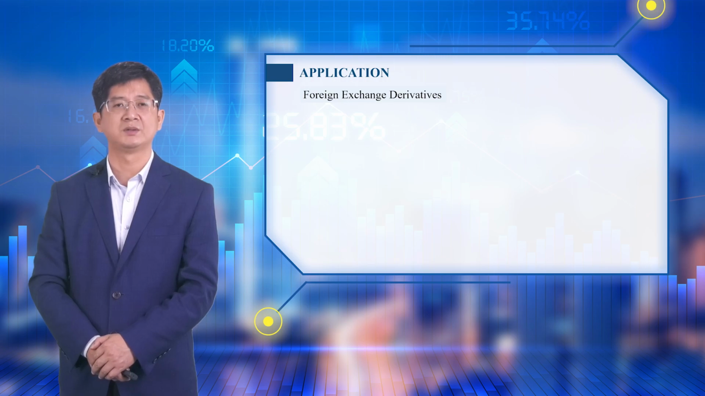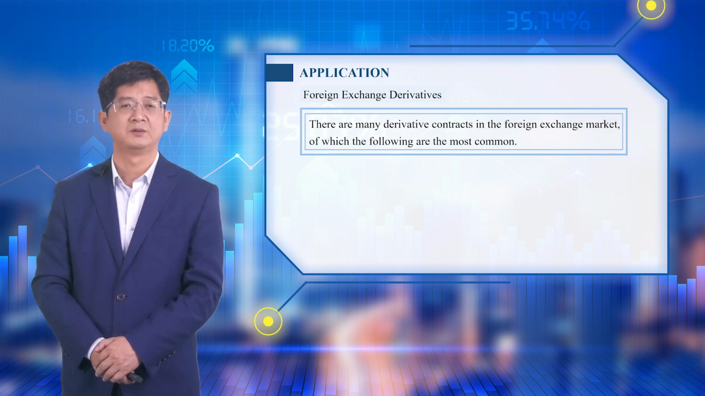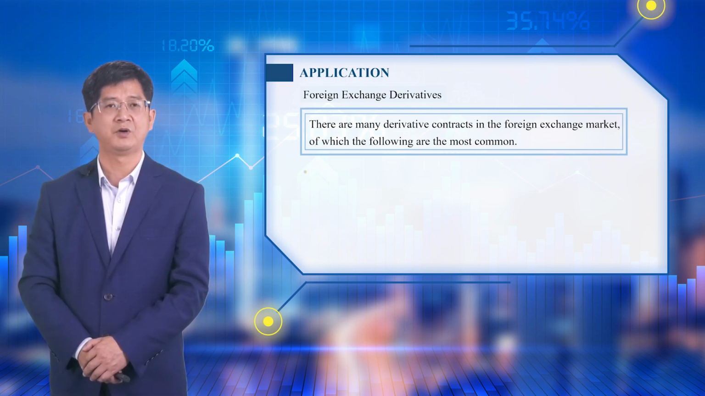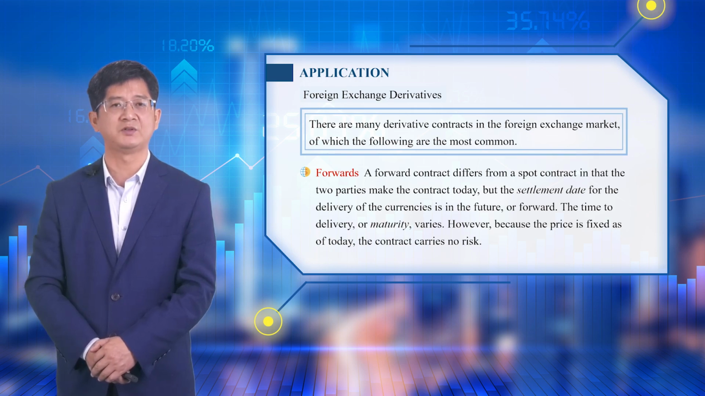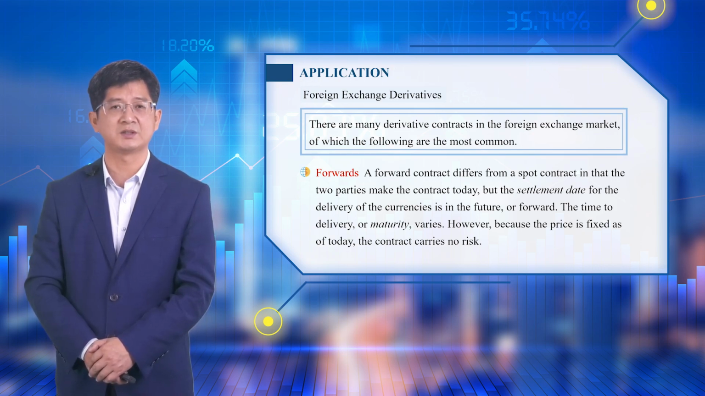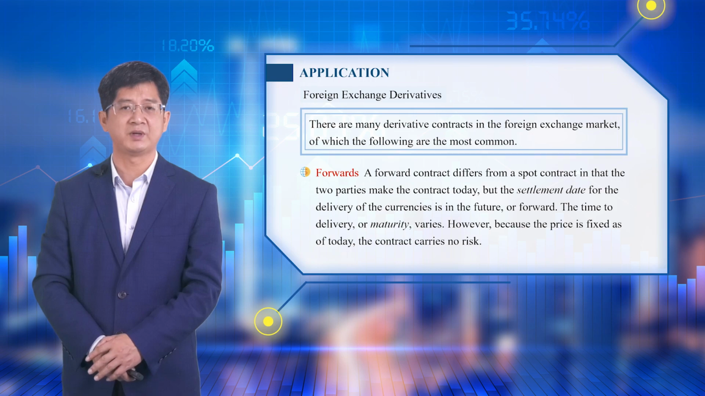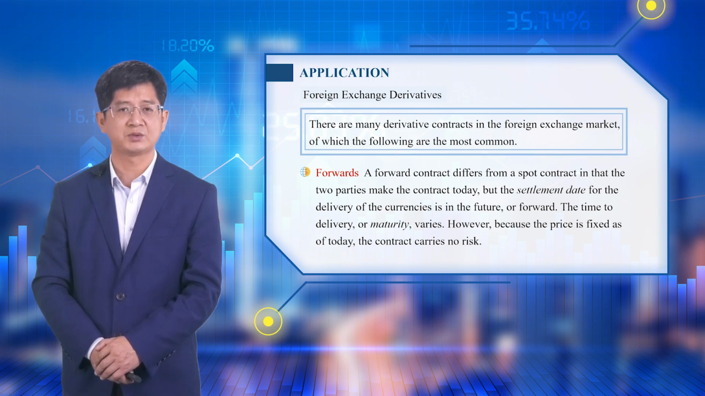Foreign exchange derivatives. There are many derivative contracts in the foreign exchange market, of which the following are the most common. Forwards. A forward contract differs from a spot contract in that the two parties make the contract today, but the settlement date for the delivery of the currencies is in the future, or forward. The time to delivery or maturity varies. However, because the price is fixed as of today, the contract carries no risk.